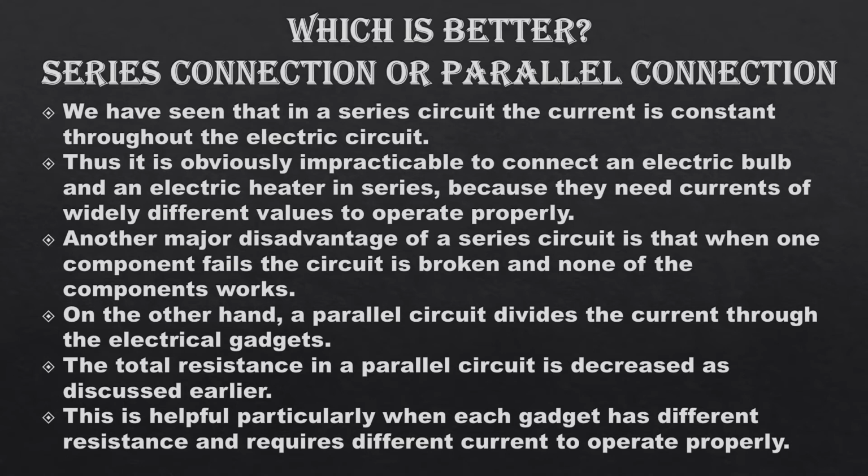You've seen that in a series circuit the current is constant throughout the circuit, current remains the same. So it is not practical, because the amount of current needed by a tube light is not equal to the amount of current needed by a refrigerator. Some devices need more current, some devices need less current, so therefore series connection does not make any sense. It is not practical to use that.